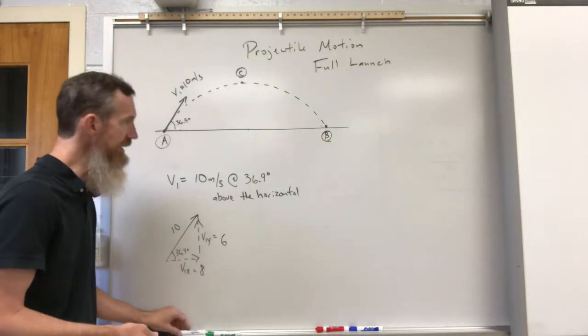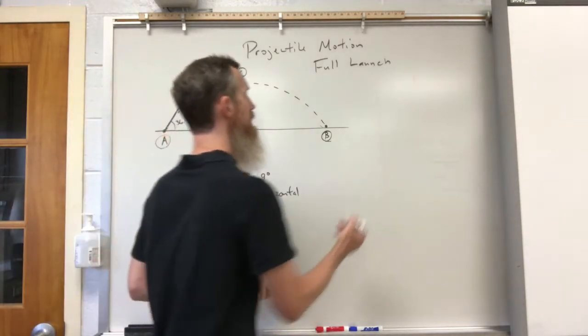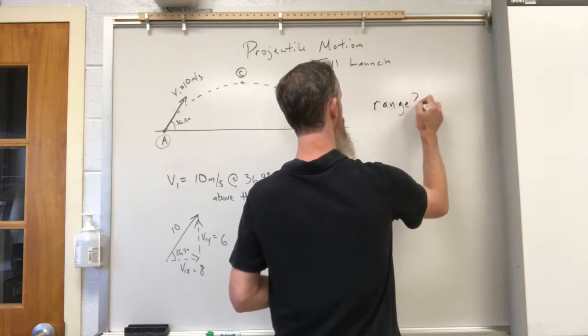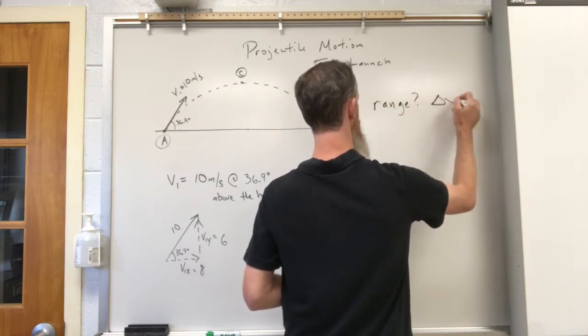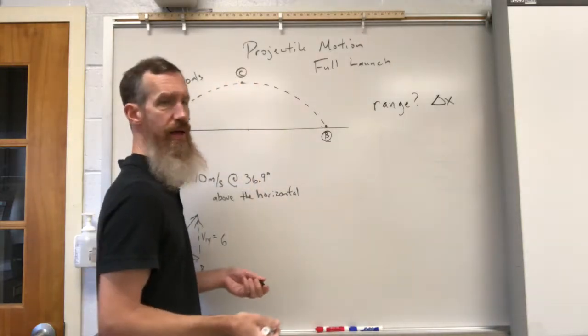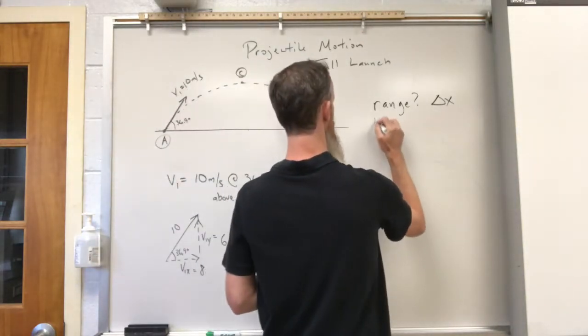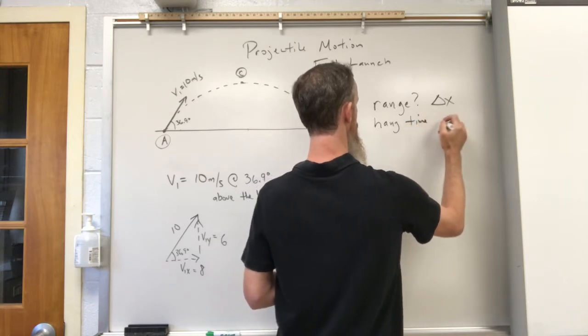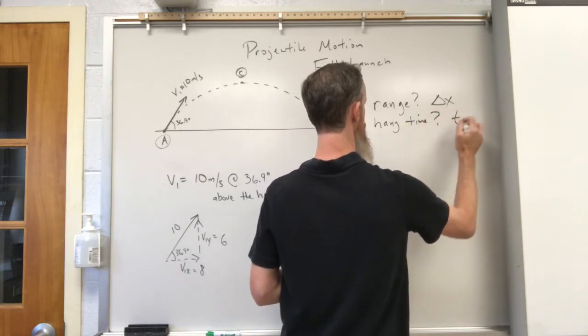So let's ask the following questions first and foremost. Let's ask, what's the range? That's delta x. And let's ask hang time. And that's going to be your delta t.